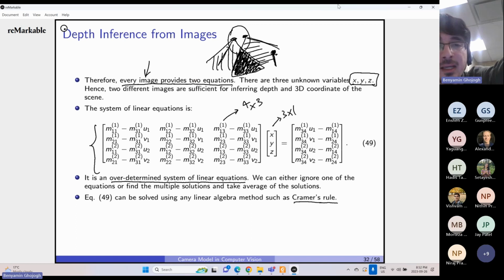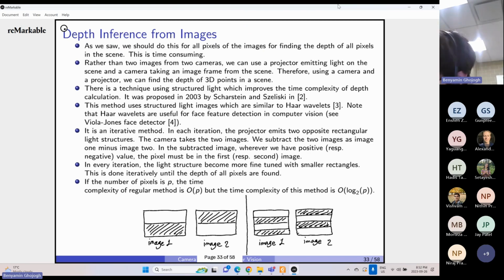But if I want to find out the depth, x, y, z, the 3D coordinate of all points in the scene, what should I do? I should do this calculation for all of the points. If I have 1000 points in this 3D space, I have to solve 1000 systems of linear equations. So it's very time consuming, right? If I have p pixels, I need to do it p times. So its order of complexity is O(p), where O is the big O notation, right? Therefore, there are some other techniques which have accelerated finding the depth of the whole scene.